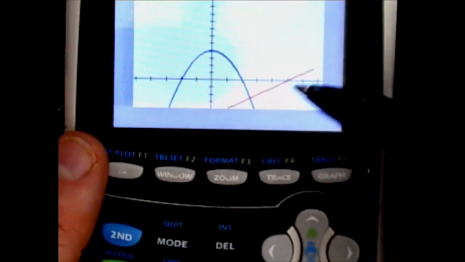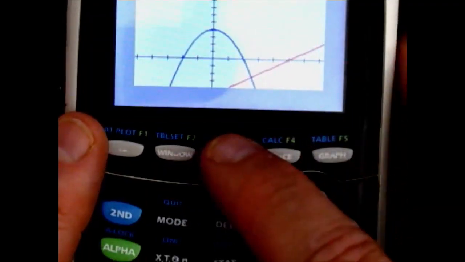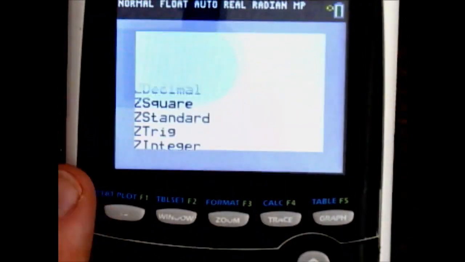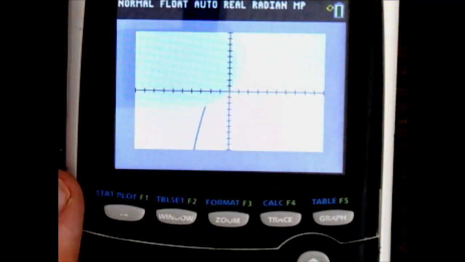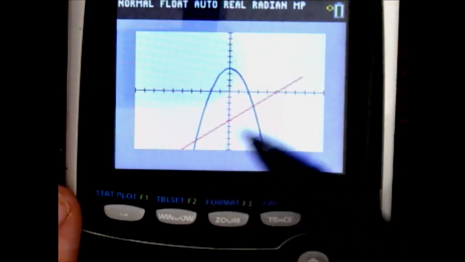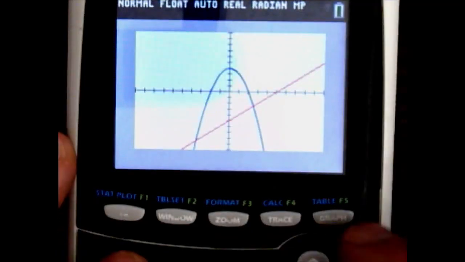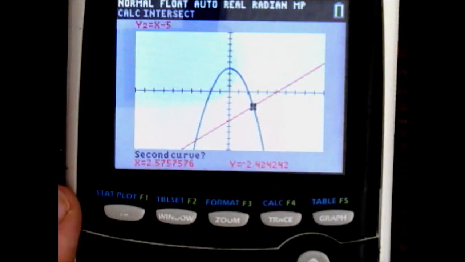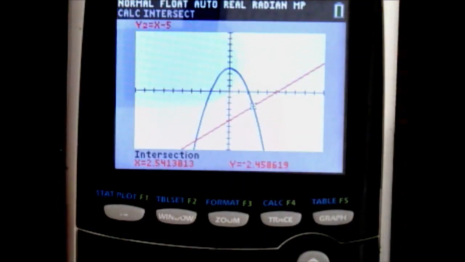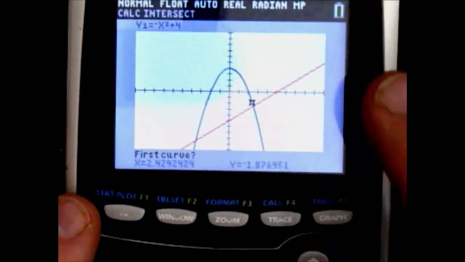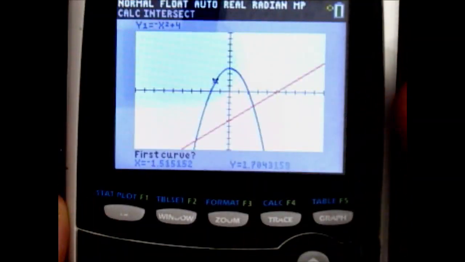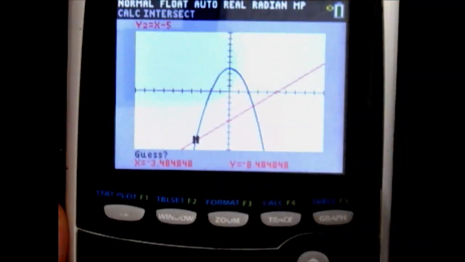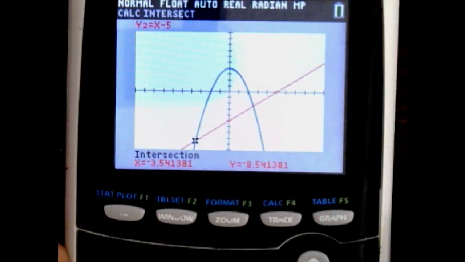Okay, so it graphs this guy. Let's try and see the whole screen by hitting zoom 6. Okay, and here comes our line. So we got two different places we can find intersections. Second trace 5 will do it for you. You just move towards one intersection point and hit enter 3 times. There's one of them. Second trace 5, move to the other one and hit enter 3 times, and you find your intersection.